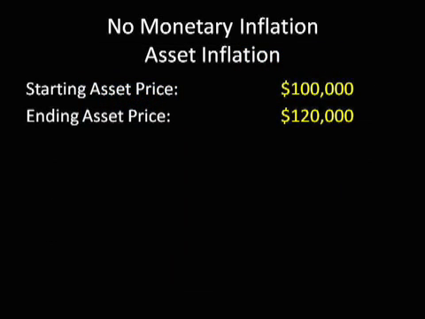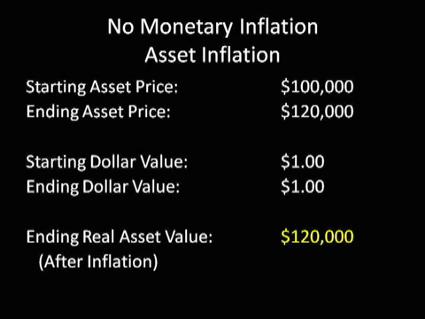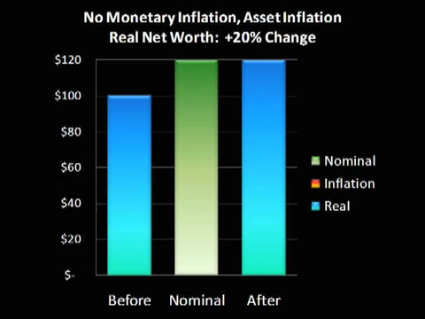Now, let's come in from a practical finance perspective. We started with a $100,000 asset and we end up with a $120,000 asset. This asset could be a house, stocks, comic books, whatever you want it to be. The dollar doesn't change in value. Since a dollar started out being worth a dollar and ended up being worth a dollar, we end up with an asset really worth $120,000. That means our net worth went up 20% as shown on this graph.